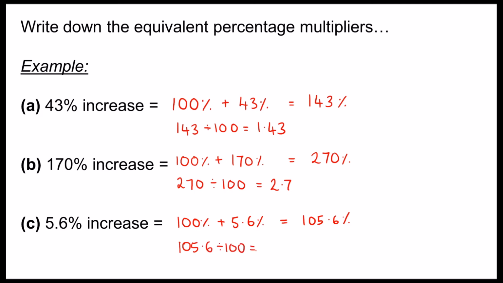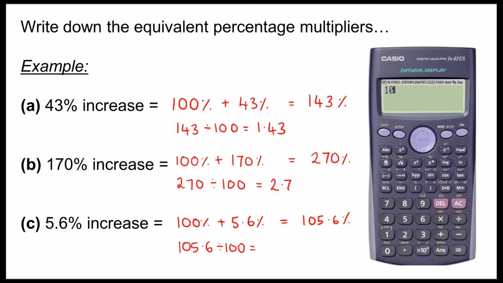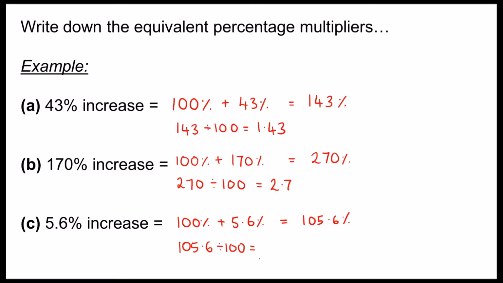And again, if I need to, I can use my calculator to help me. So, 105.6 divided by 100 converted to a decimal gives me 1.056. That means the percentage multiplier for a 5.6% increase is 1.056.